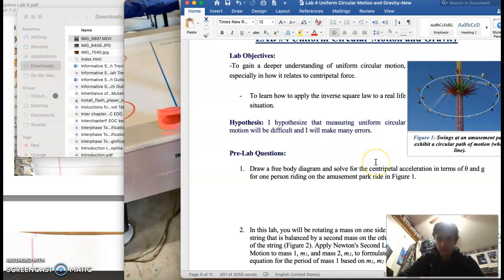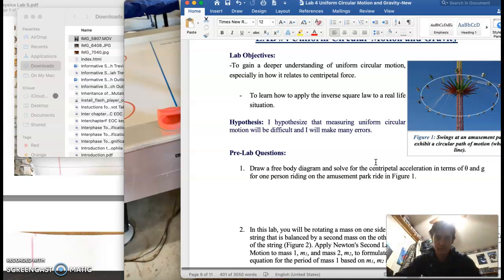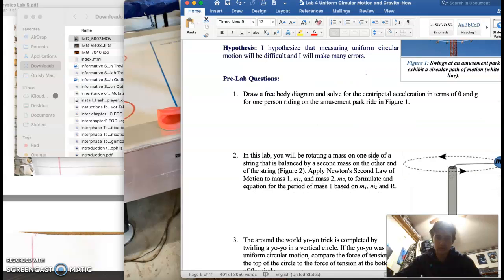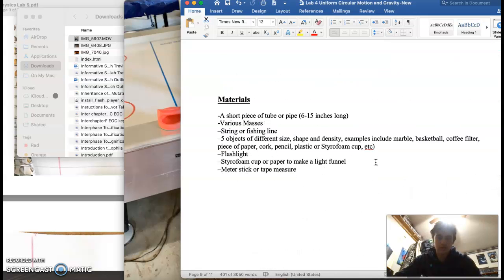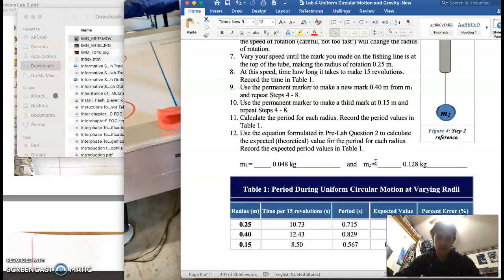Hypothesis, it was pretty simple. I hypothesized that a lot of errors would be made during this experiment just because it seemed harder than the others. Alright, pre-lab questions, answered those on the right on the document.